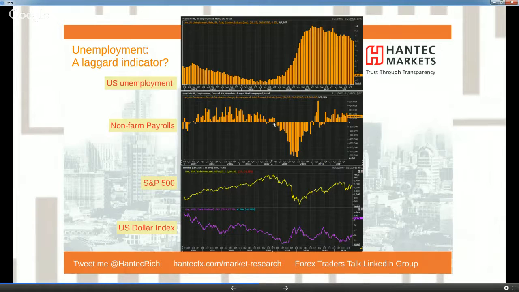So, was that actually an indication? Well, my point would be that I think unemployment is a confirmation tool rather than a lagging indicator that you just avoid. I think it still needs to be looked at, and I think it is still a very important indicator.